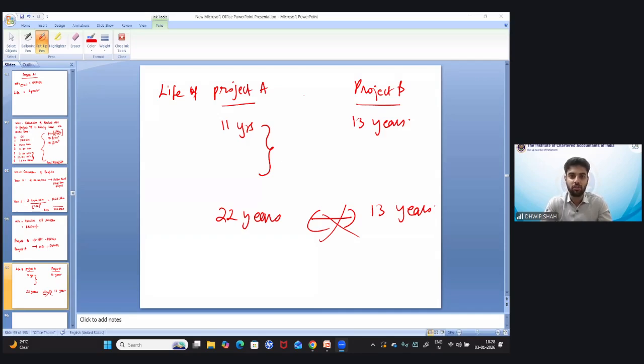So when such odd lives are given, first of all you need to find a common multiple between 11 and 13. Tell me, what will be the common multiple between 11 and 13?